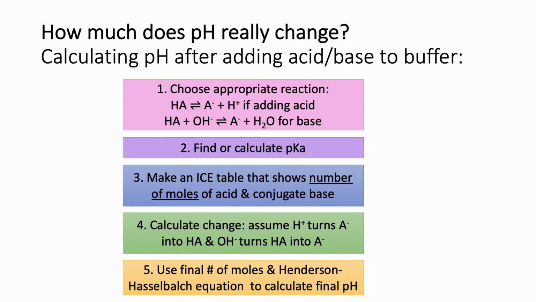Now, you'll notice here that we're using the number of moles and not the molarity. That is because oftentimes when we add acid or add base to a solution, we're going to change the volume, and so concentrations will adjust. It is easier to work with numbers of moles because those represent the actual concentration in the buffer better.